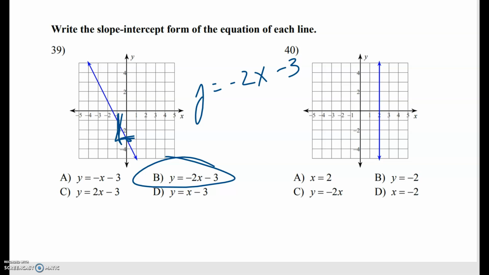But I want to talk about 40. 40 is a vertical line. Vertical lines and horizontal lines can't be written in slope-intercept form. So if you look at this vertical line, what do you notice about this vertical line? Every single value on this vertical line lines up with the same x value, and that x value is 2. So my answer is A. If it's a horizontal line going left and right, it's y equals. So if I had this as my line, that would be y equals -2.